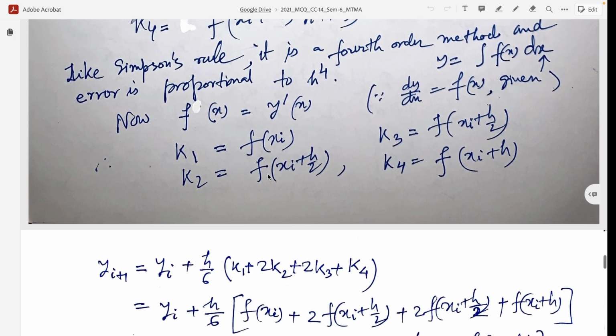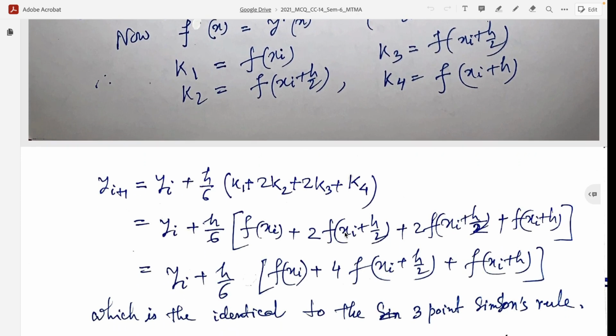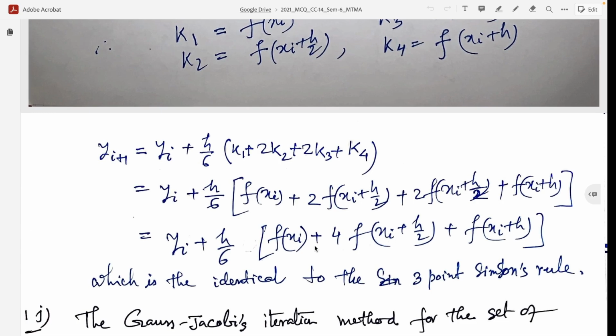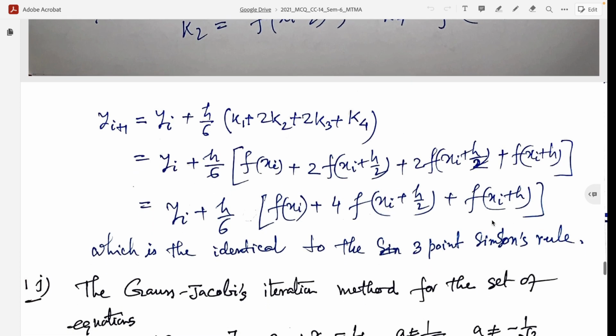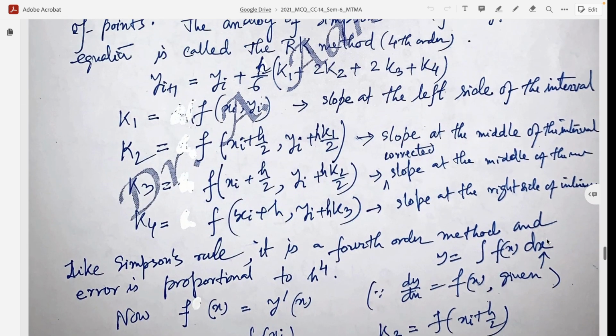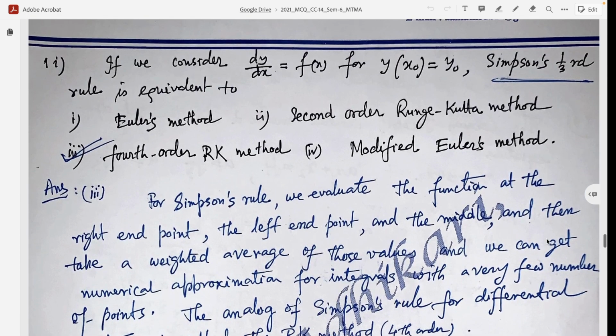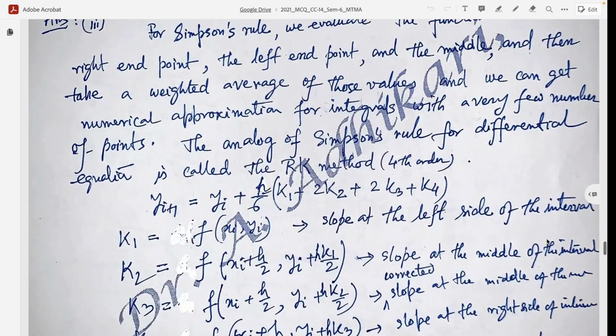k1 equals f(xi), and 2 f(xi plus h by 2), and so on. After simplification we get f(xi) plus 4 f(xi plus h by 2) plus f(xi plus h). Now obviously this formula is identical with Simpson's three-point one-third rule, and so the Runge-Kutta fourth order method is analogous to Simpson's one-third rule.